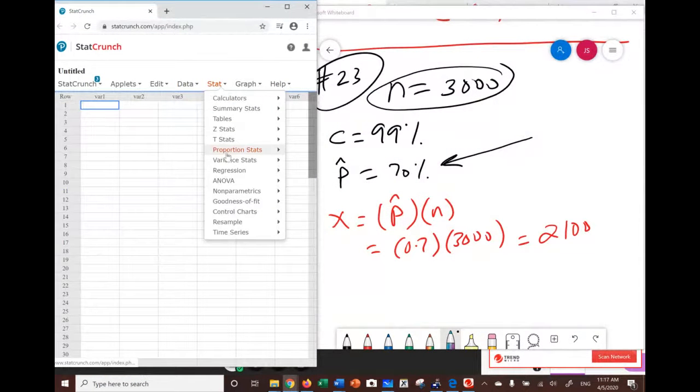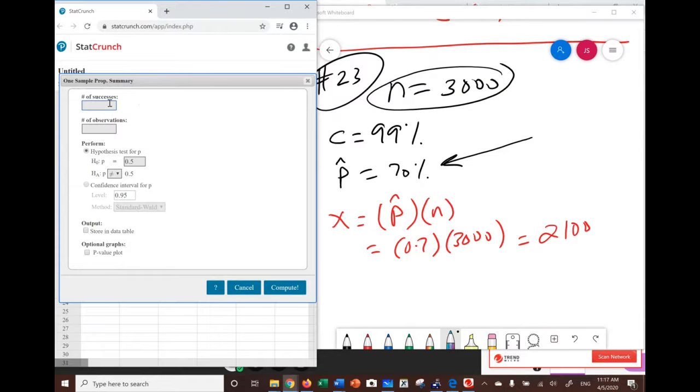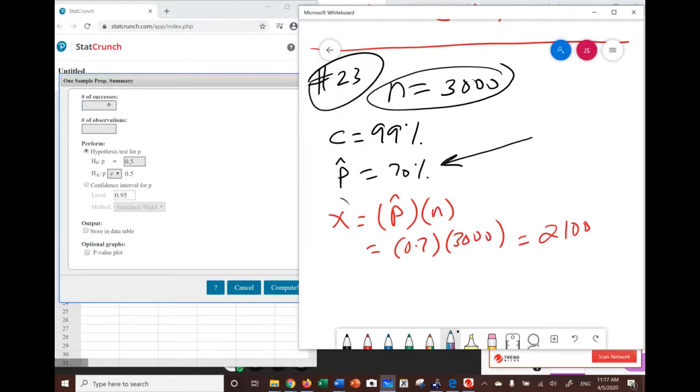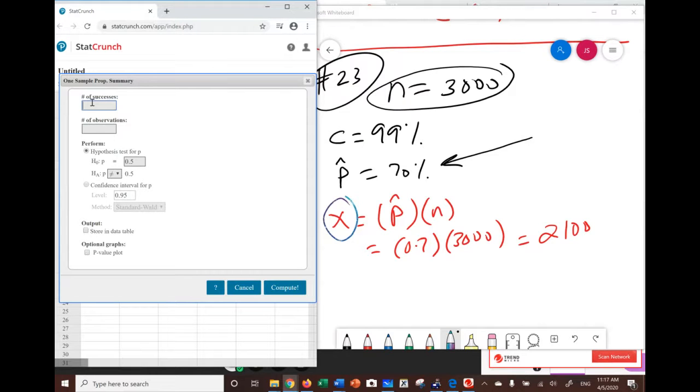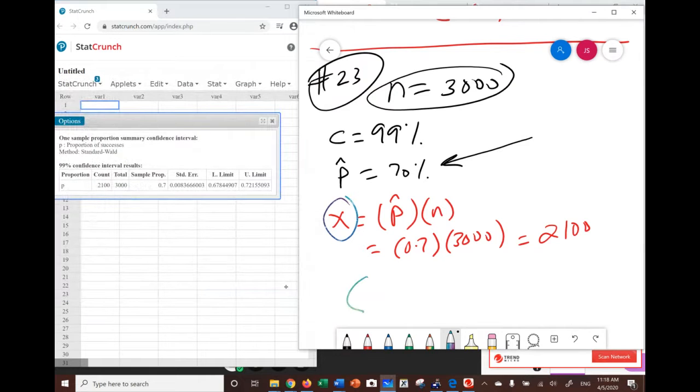So we're going to go to stat, proportion stat, one sample with summary, and the number of successes in this case is always X. So the number of successes in my problem here is 2,100. Number of observations is always N, which is 3,000. And we're going to go down to the level and fill it with 99%, not 95, because they told us the level changed to 99. So when we hit compute, that is the interval we got. It is 0.67844, again, there are more digits to come, and 0.72155, and there are more digits to go.